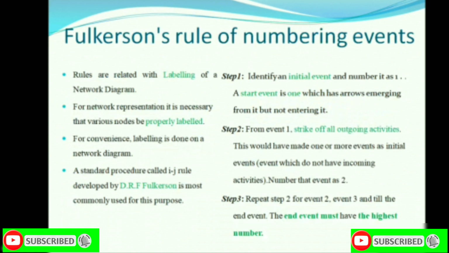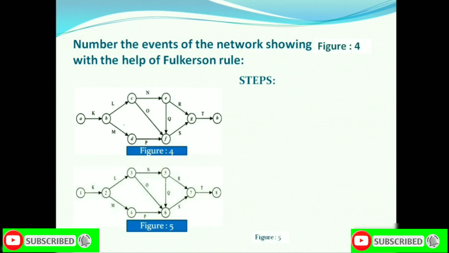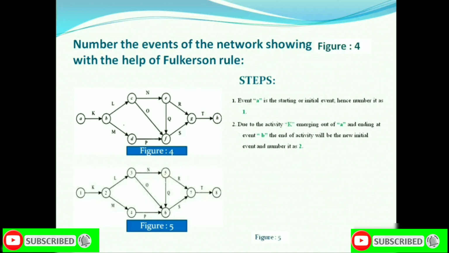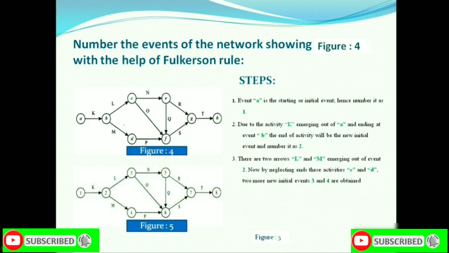Now let's understand this rule by an example. In figure 4, the events A, B, C, D are written in circles. Now we have to number these events A, B, C, D, which is shown in figure 5. Event A is the initial event, hence we give it number 1. Then, as you see in figure 4, activity K is emerging out of event A and ending at event B. So number it as 2, which is shown in figure 5. Then L and M activities emerge out of event 2 and end at events C and D. So here number them 3 and 4.